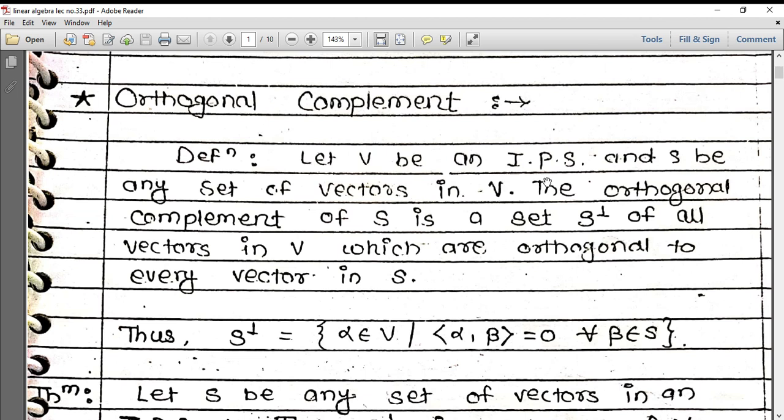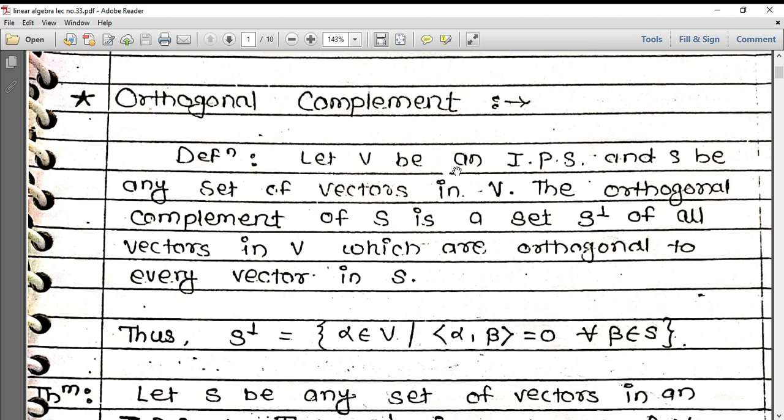Let V be an inner product space and S be any set of vectors in V. Then the orthogonal complement of S is the set S complement. This is read as S perp, or S perpendicular, or S complement. It is the set of all vectors in V which are orthogonal to every vector in S.